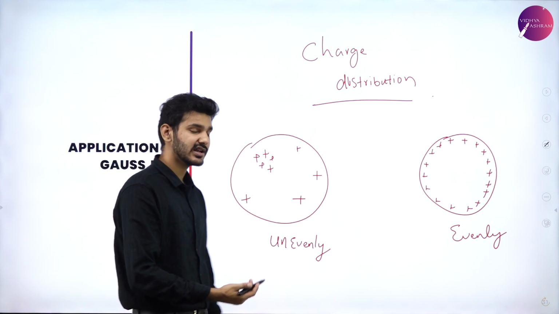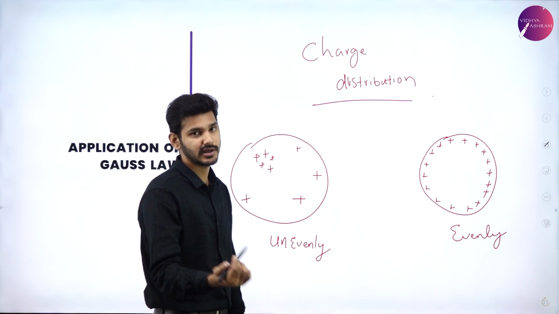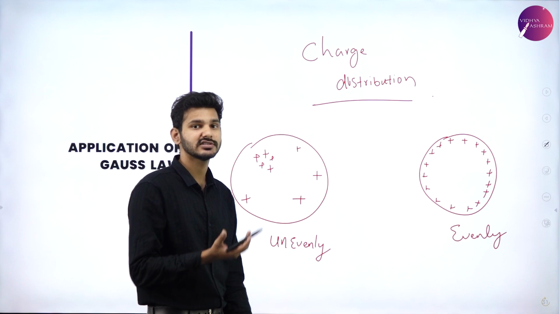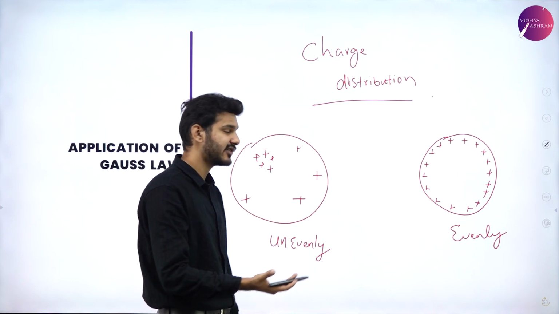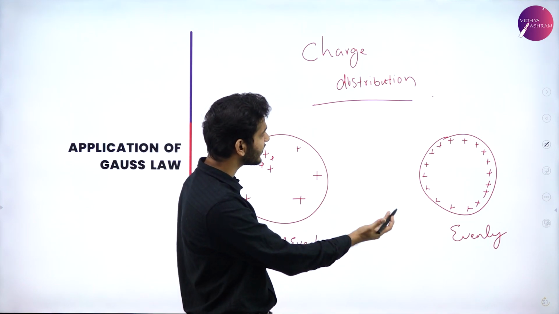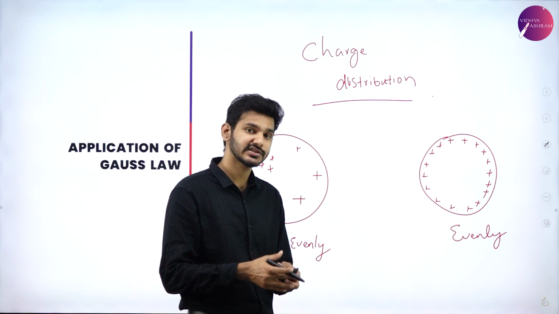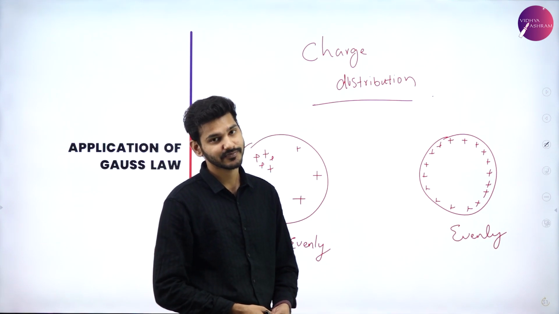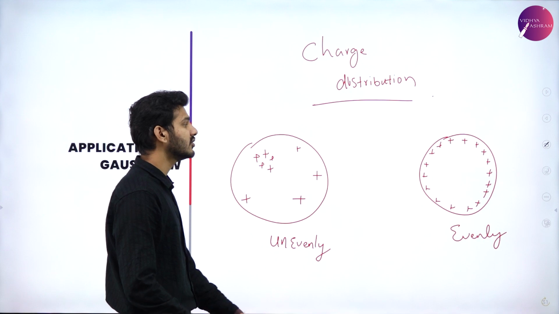If you have a material like rubber or an insulating material, charges will be concentrated on some points and will not be present at every point equally. But if you have a conducting material, charge distribution will be even throughout. So that is one thing you have to remember.